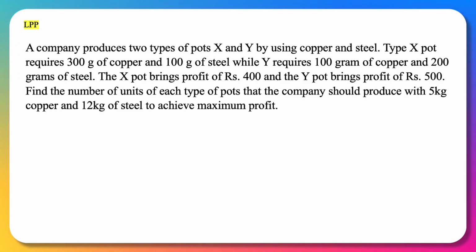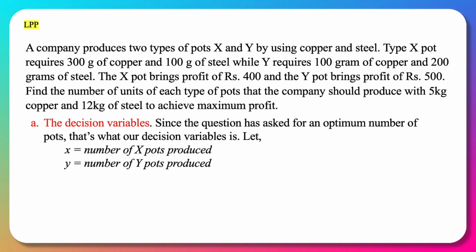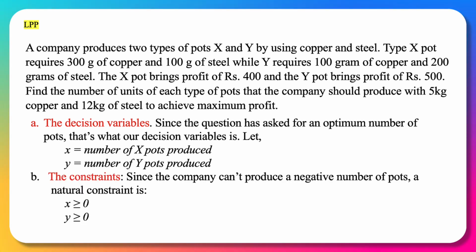Now, how do we execute the LPP? Let us see one example. In this example, the decision variables are x and y, where x represents the number of x pots and y represents the number of y pots. Then we will define the constraints. Since the company cannot produce a negative number of pots, x is greater or equal to 0 and y is greater or equal to 0 is considered as a constraint.